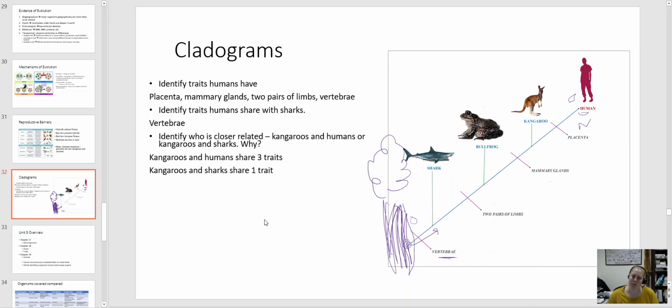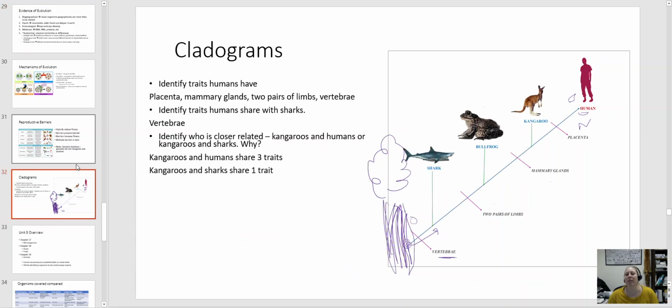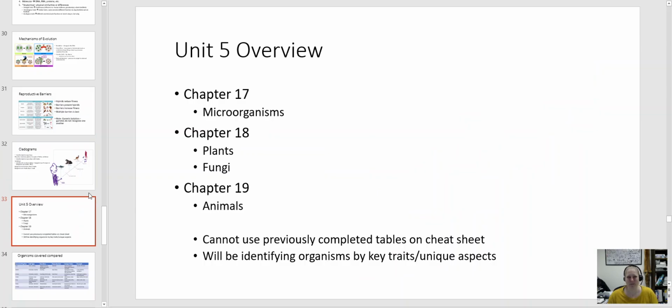Cladograms are a visual representation of our evidence of evolution and also help us determine evolutionary relationships within our diversity of life, which is Unit 5. In Unit 5, we did chapters 17, 18, and 19, microorganisms being viruses, bacteria, archaea, and protists. Chapter 18 being plants and fungi, and chapter 19 being animals. You cannot use your previously completed tables on the cheat sheet. You will be identifying organisms by key traits and unique aspects. Review the matching from the Unit 5 exam. You will see similar matching on the final exam.